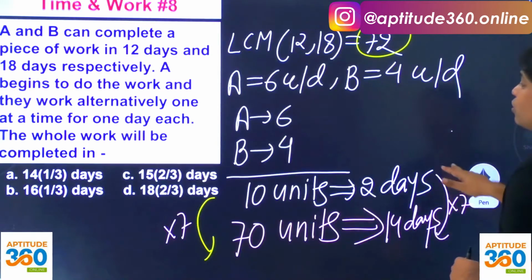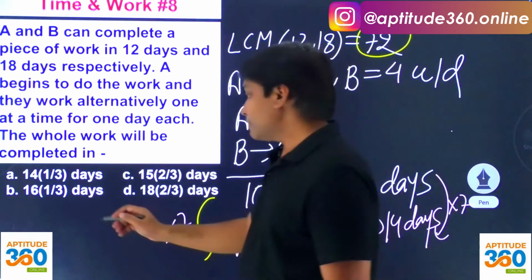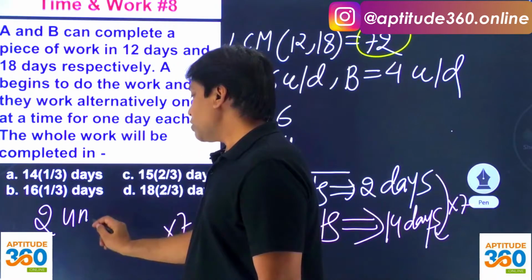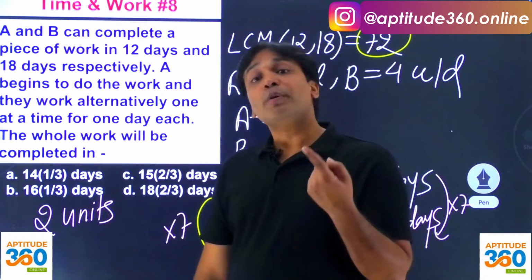आपका 72 यूनिट तो काम हो गया, राइट? काम बचा कितना? 2 यूनिट्स बचा भाई. 72 यूनिट्स में से 70 यूनिट्स हो गया तो बचा कितना? 2 यूनिट्स. Now who is going to be doing that 2 units?